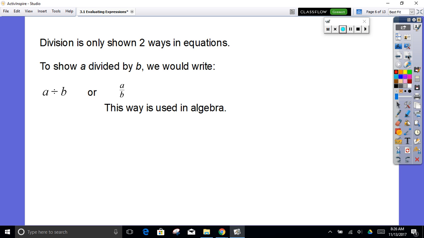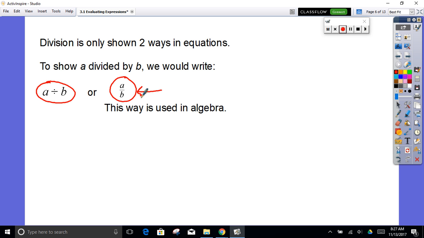Okay, division is only shown two ways in equations. If we wanted to show A divided by B, this is the way you first learned how to express division. We have expressed division a lot this way, A over B. Any fraction is also a division problem. That's how we change fractions to decimals. This is the way that we use most commonly in algebra. We don't use a division sign. It's not confusing in the same sense that the multiplication sign is, but we usually show it by using the fraction bar.